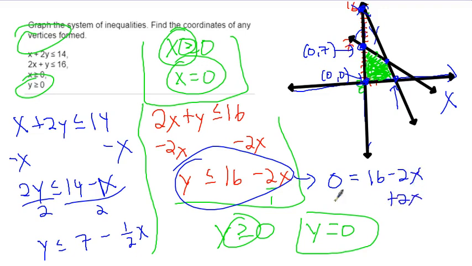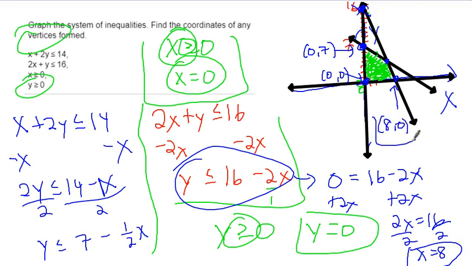All right, so I'll add 2x to the other side. I get 2x is equal to 16. Divide by 2 on both sides, I get x is equal to 8. And so this point here is at (8, 0).